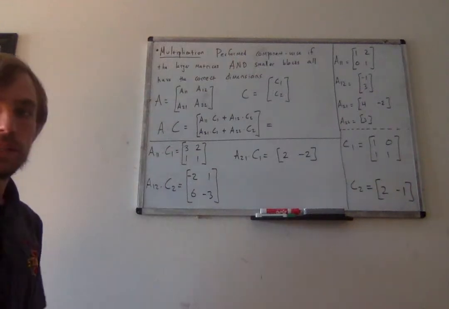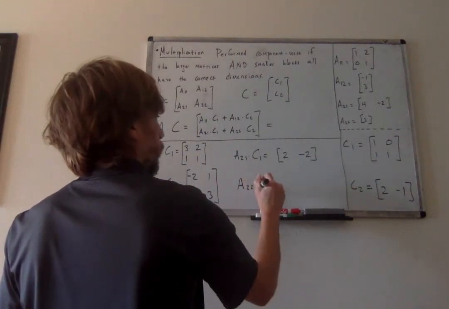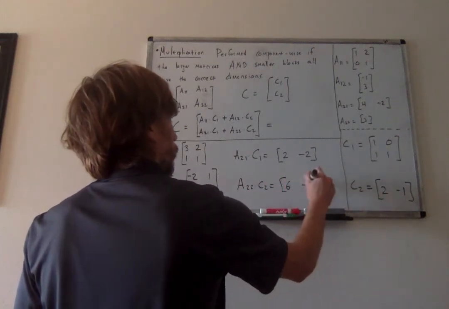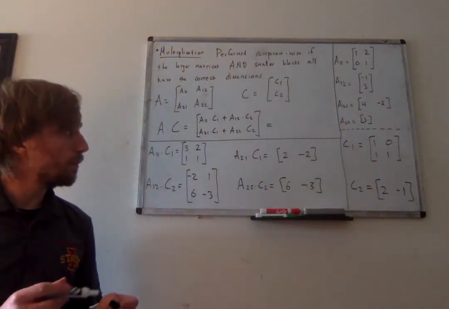So that's A21 times C1. And that's A22 times C2.